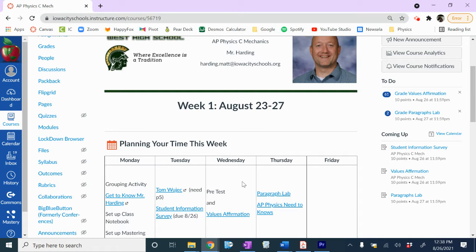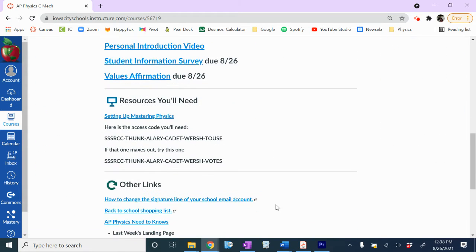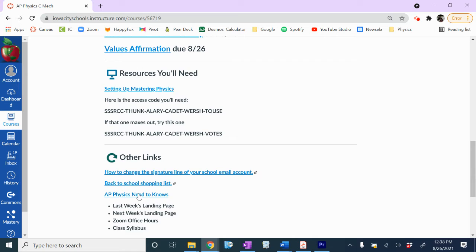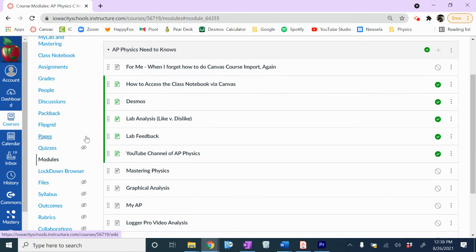AP Physics need to knows. This link here, and then I have it permalinked down here in the other links section. That's just a module where I'm curating resources and helpful explainers. Like today we're going to use Desmos. How many of you have extensive use of Desmos? Oh, you guys. Fair enough. We'll see how that goes.